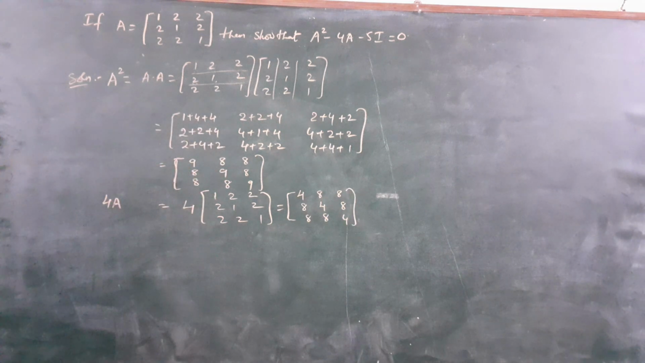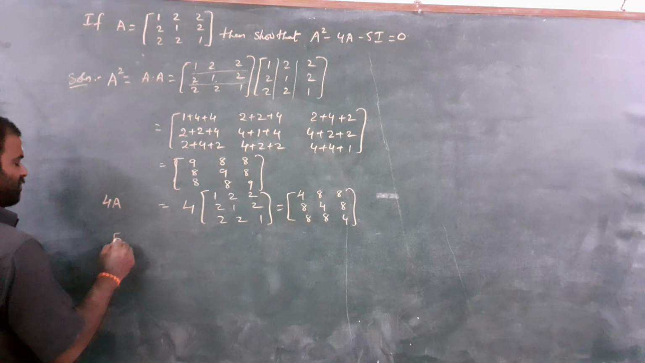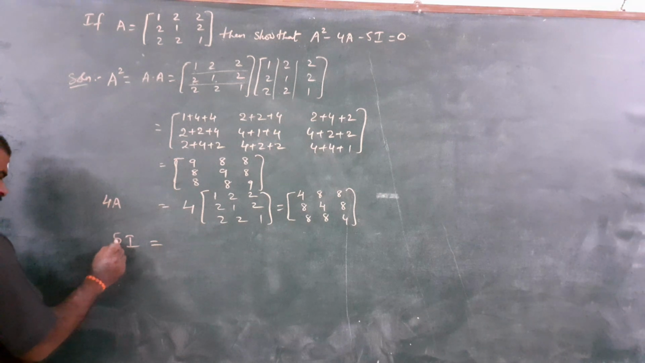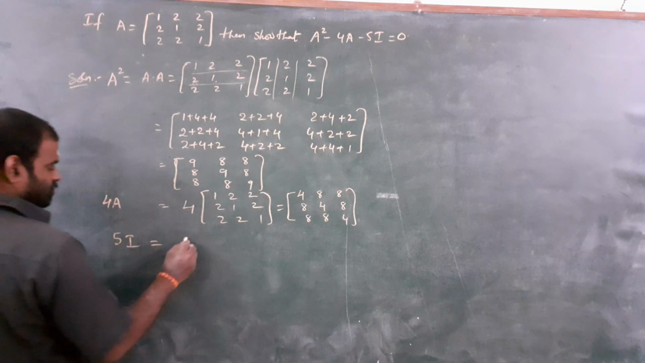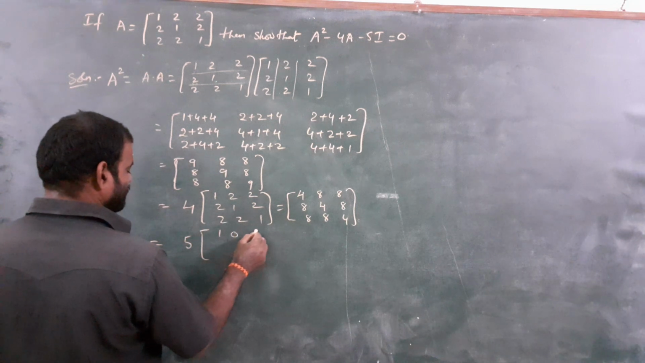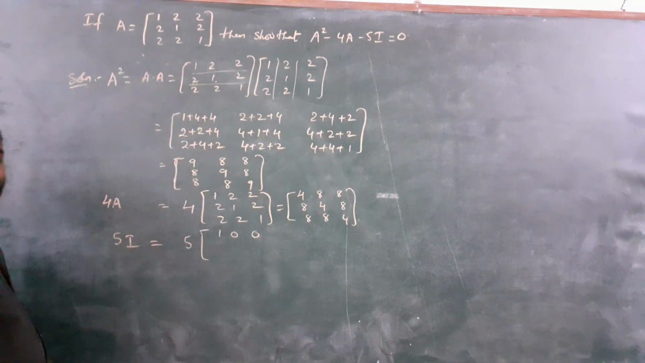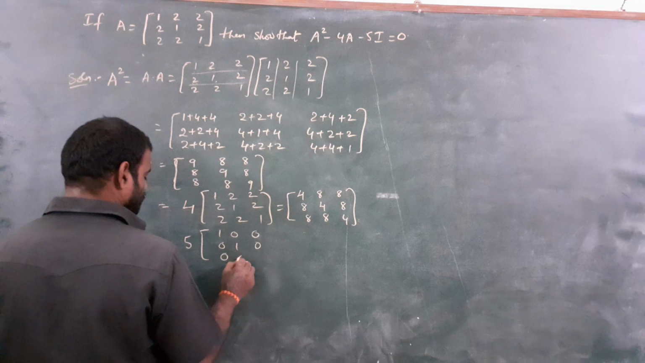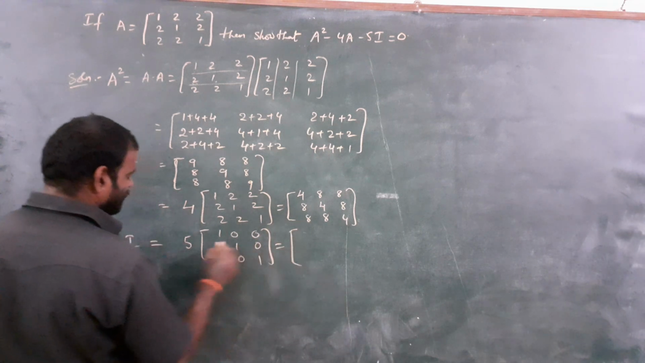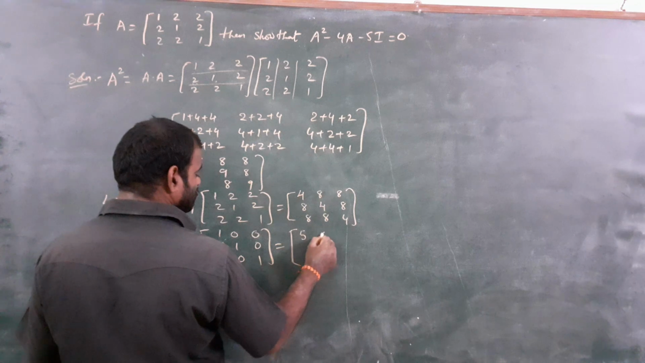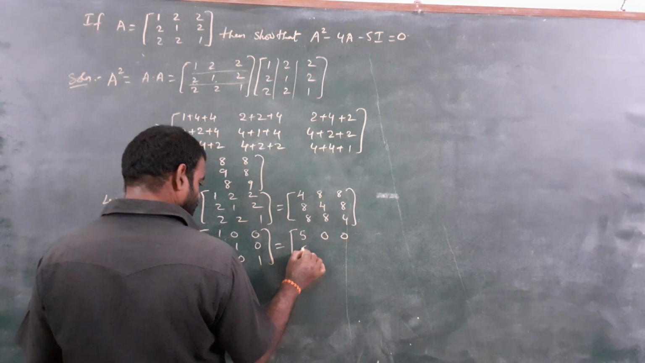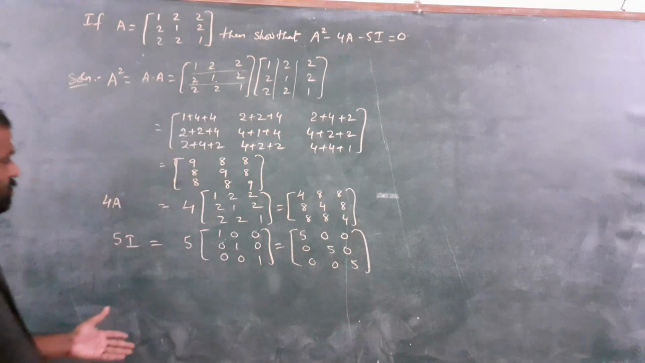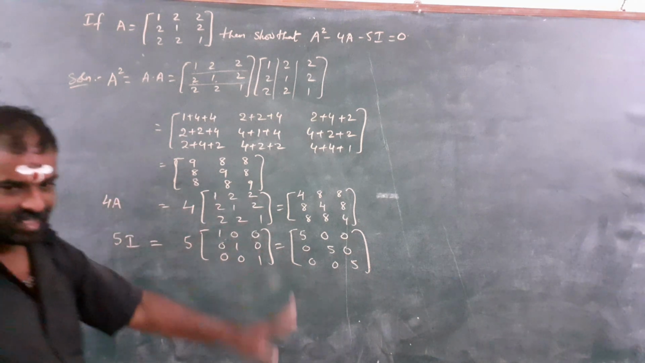So this is 4A. And what do we want to get next? 5I, that means the scalar multiple of 5 multiplied with I. What is I? The identity matrix. Here a 3 by 3 matrix is given, so you have to take the 3 by 3 identity matrix: 1 0 0, 0 1 0, 0 0 1. When you multiply with 5, it becomes 5 0 0, 0 5 0, 0 0 5. So we found A square, 4A and 5I.